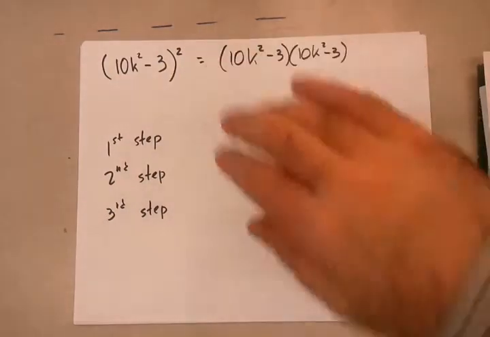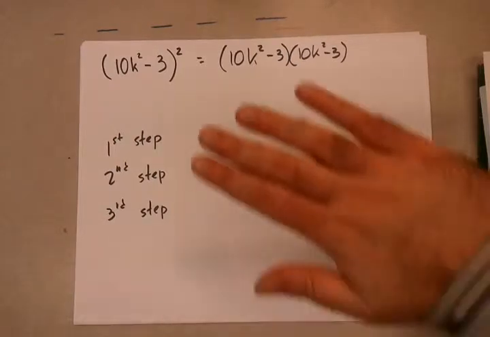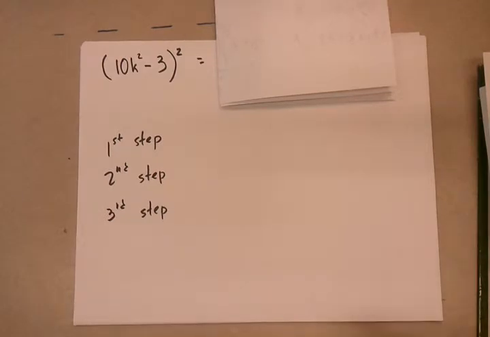Let's say you didn't do that. Let's say that you decided to use the shortcut method. So forget that that's there, and let's take a look at the original problem. We're pretending that we're not doing the FOIL method. So the first step tells us to square the first term.